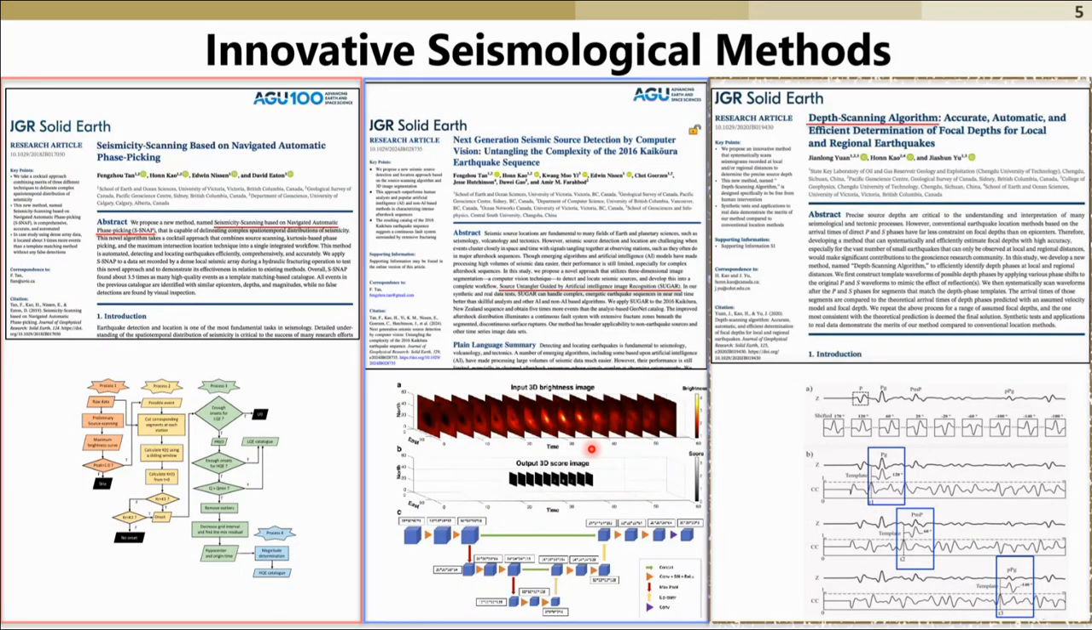On the right-hand side, this is the third example that can automatically determine the precise focal depths for small events with poor station coverage at the epicentral area. And this is particularly important for induced seismicity research in Canada because the dense coverage of local seismic stations is not always available, and most of the induced events are very small.